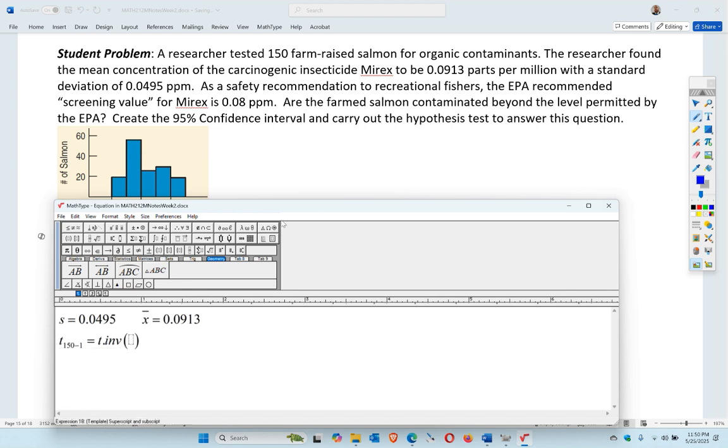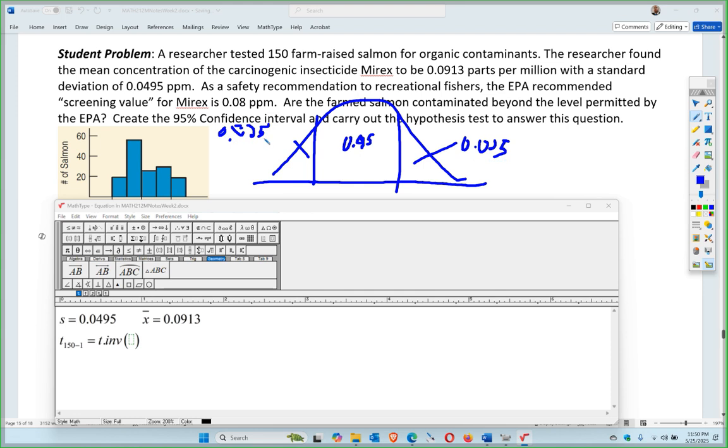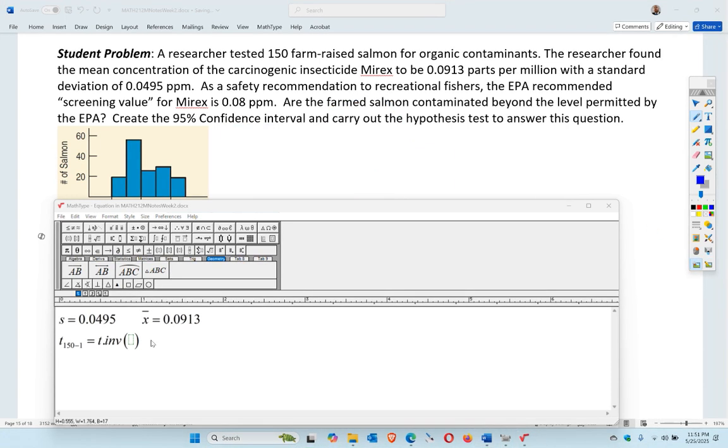parentheses. Okay, so we want a 95% confidence interval, right? So it's a 95% confidence interval. That means we have 2.5 on either end, 0.025 on this side and 0.025 on that side, right? So you're going to add those together because you're going from here to here to get the t, right? So if I add that together, it gives me what? 97.5, so 0.975 comma 150 minus 1 gives me my t value, right? And then I can do my confidence interval at that point, which I'm going to steal.